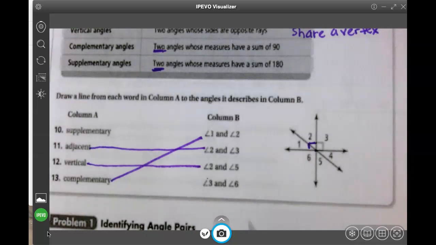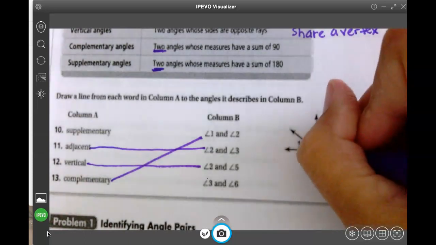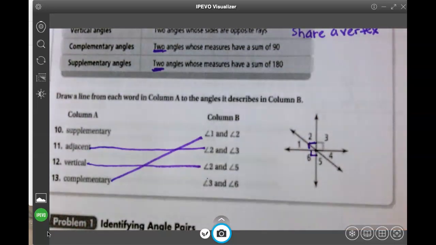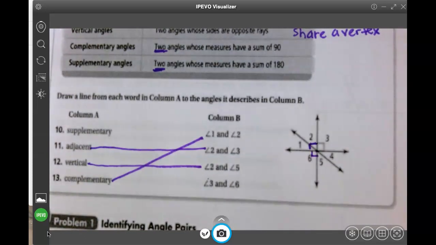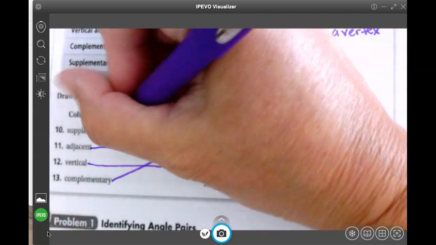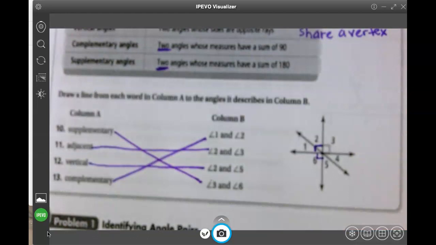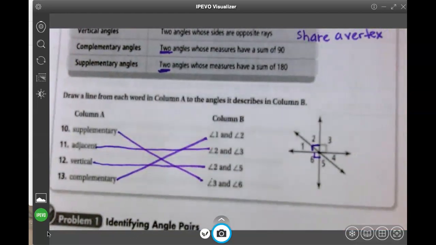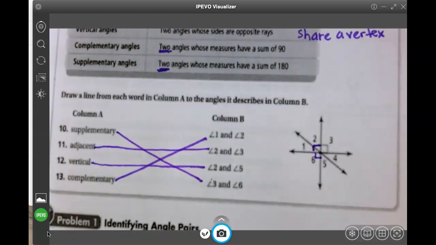That means that angle 3 and angle 6 are supplementary to each other. We'll learn this. I don't know if it's in this lesson or not. Vertical angles are congruent to each other. Angle 3 and angle 6 are also vertical angles. But because angle 3 is 90, I can also assume that angle 6 is 90 because they're vertical. And 90 plus 90 is 180. Questions?